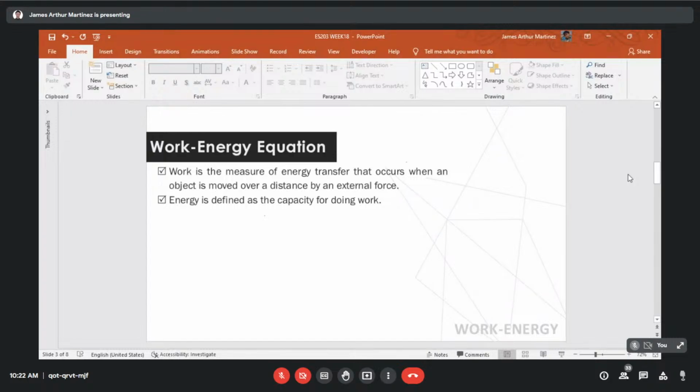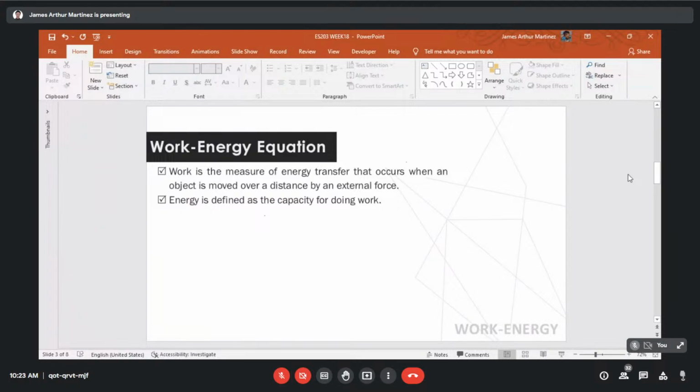Work is done over a distance by an external force. So meaning, if we have an applied external force on an object, and it moves by a certain distance, then there is work done on the object. In contrast, if the object does not displace, therefore there is no work done on the object, although there is an applied force. And energy is defined as the capacity for doing work.